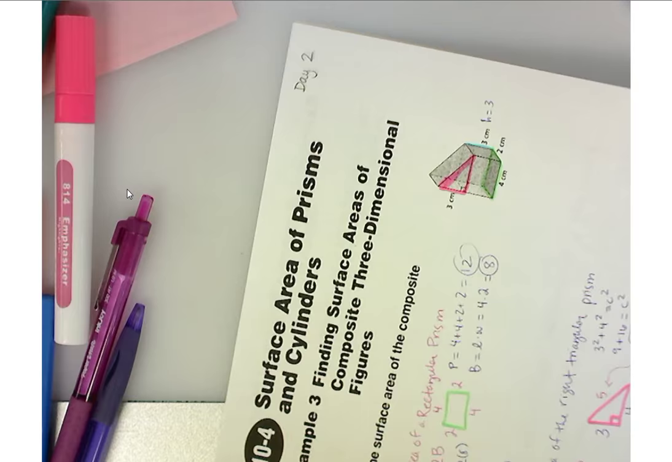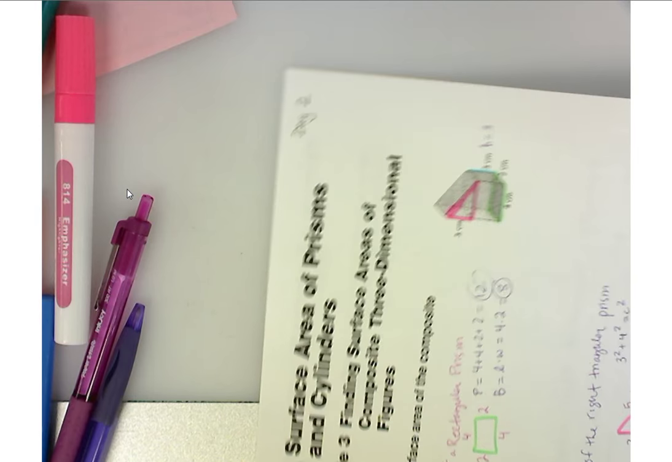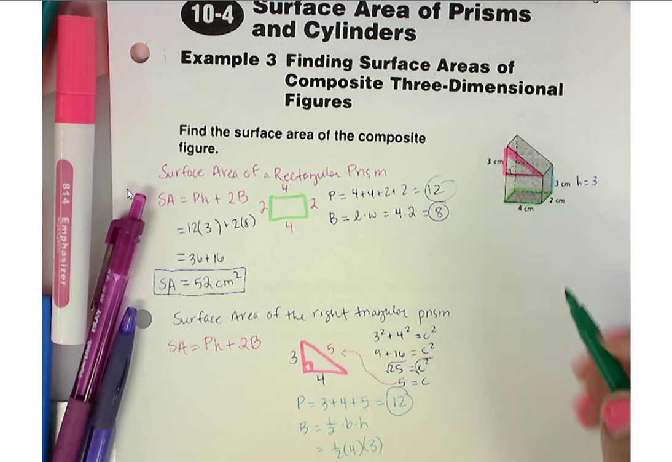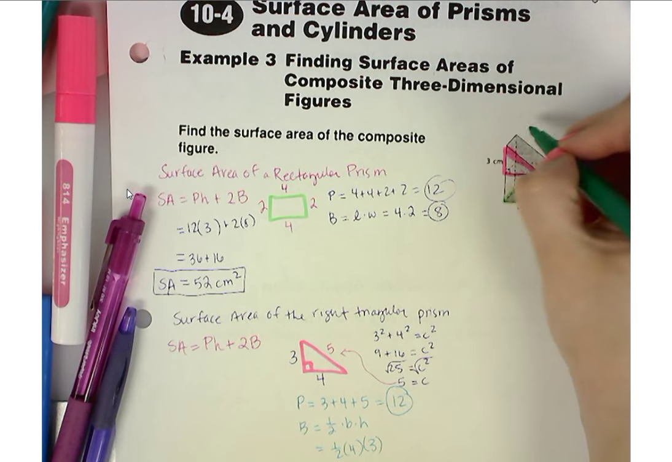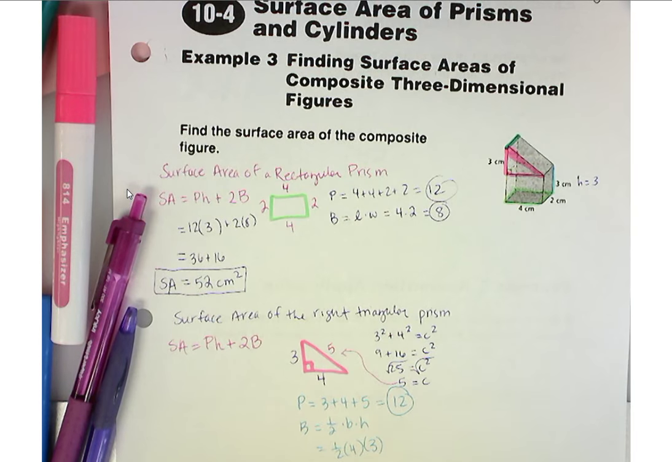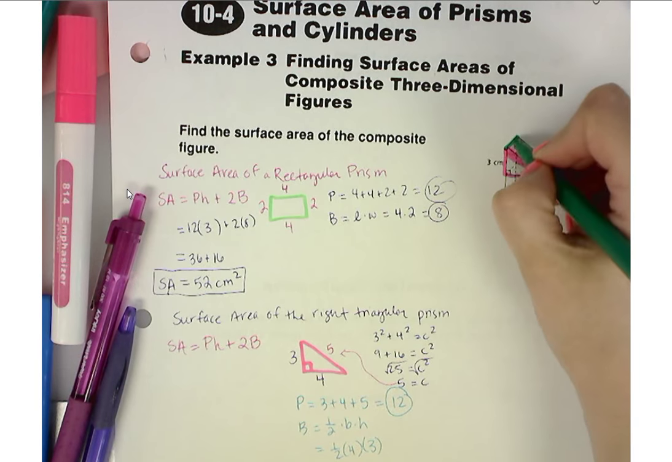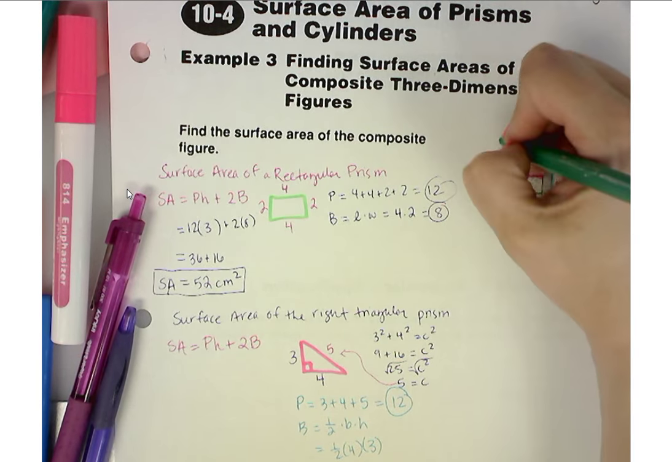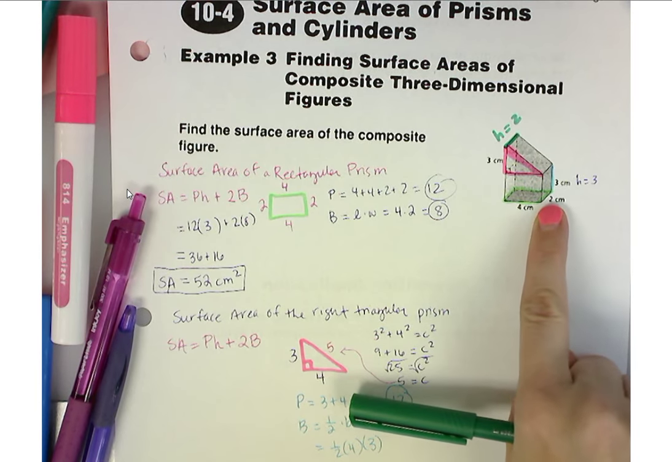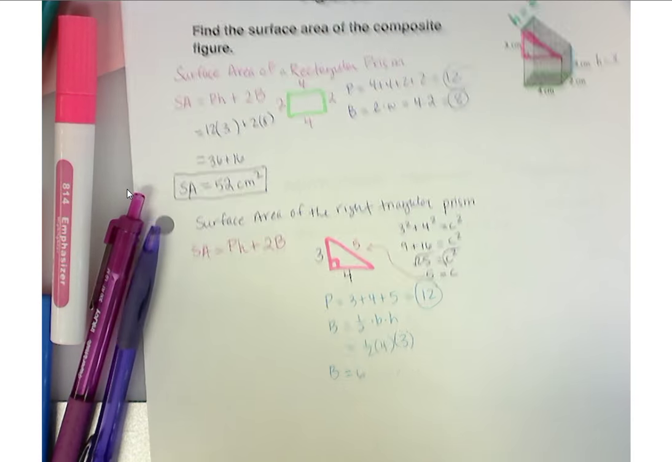So you're thinking of it like that? Right, so the height always goes from base to base. So from triangle to triangle, you have to find what this depth is. And this is going to be 2 because it's going to match the same depth of the rectangular prism. So then your h value is going to be 2.